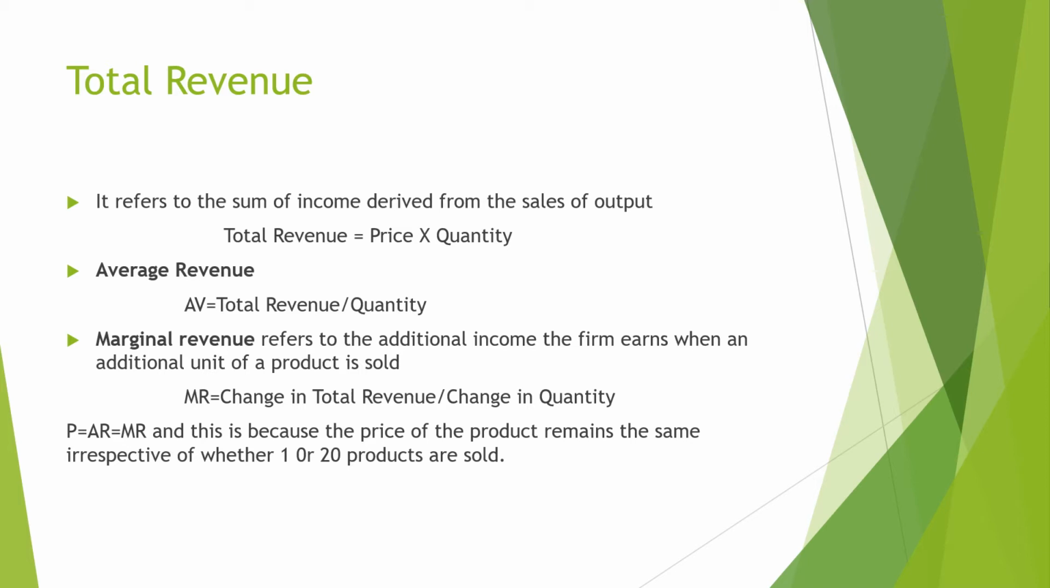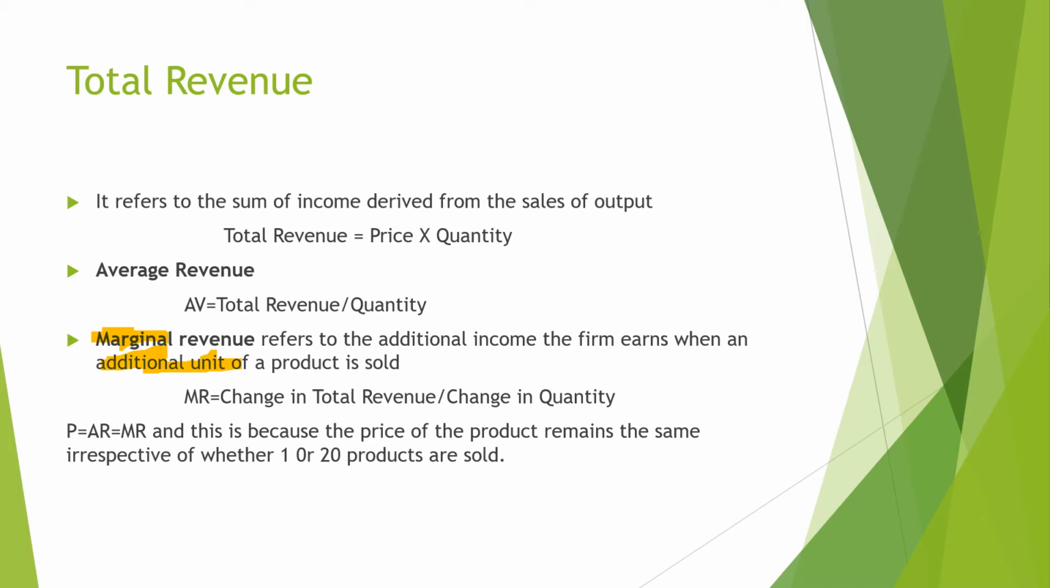Marginal revenue refers to the additional income the firms earn when an additional unit of a product is sold. Like I said, whenever we are coming across the term marginal, we are dealing with an additional unit. Marginal simply means an additional. So in this case, it will be additional income received as a result of an additional unit of a product sold. And our marginal revenue is equal to the change in total revenue divided by the change in quantity. How do we calculate change? It is current minus previous.